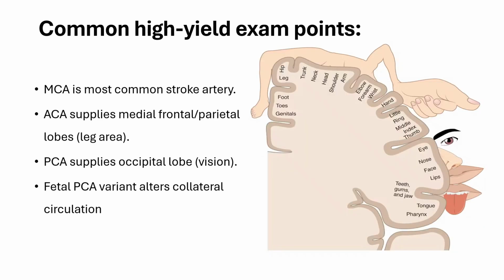Now the common high yield exam points for the intracranial vessels are the following. MCA is the most common stroke artery. ACA supplies the medial frontal and parietal lobes, so this affects the leg area. PCA supplies the occipital lobes, so this affects vision. And fetal PCA variant alters the collateral circulation. So these are the high yield exam points.